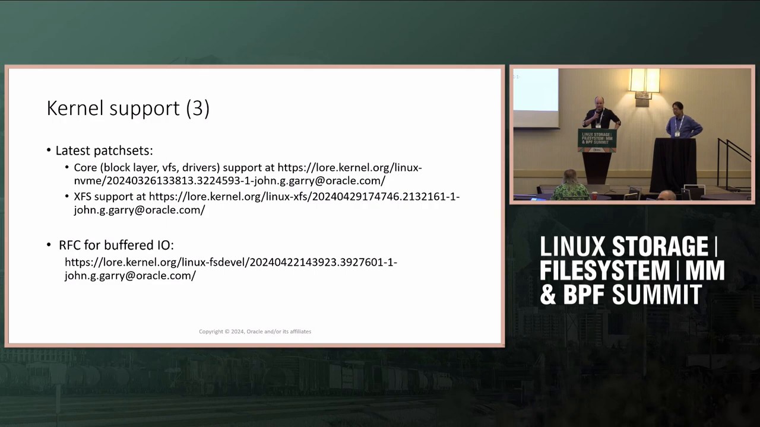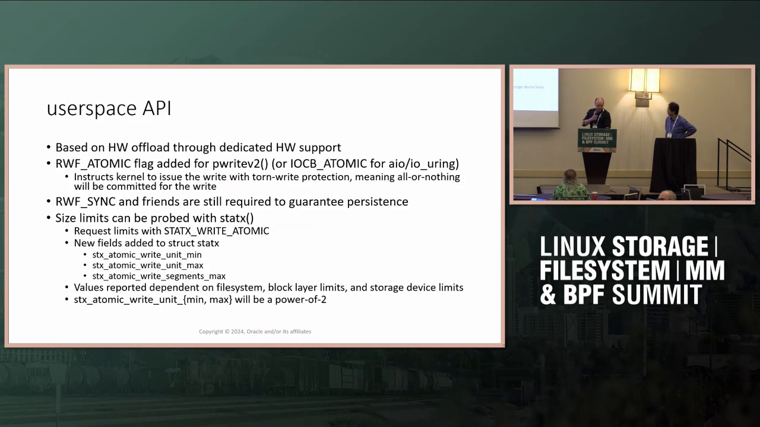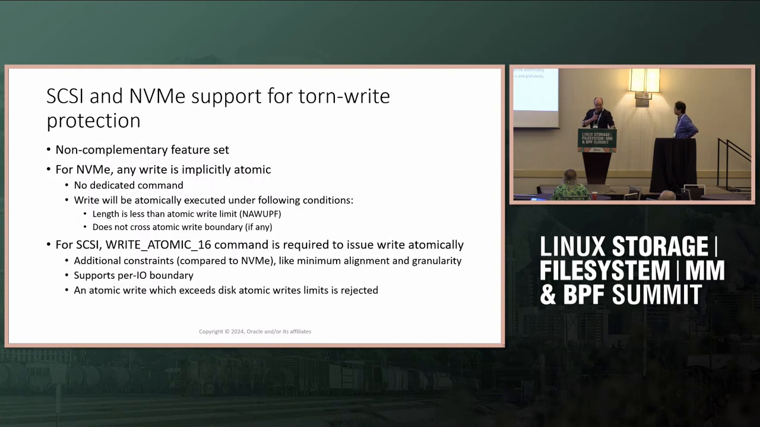Oh, okay. So I thought I understood from your slides, an atomic write which exceeds the disk atomic write limits is rejected. I assume that meant that a 128K write would be rejected. Okay. So for our user space API, we're saying you can do a 16K atomic write. User space submits a 16K write with this flag, and it goes down to the actual SCSI device and doesn't get split. It doesn't get torn at any boundary. What I'm saying is that SCSI does support a per IO splitting boundary, but we're just not using it because the user space API is such that we're only submitting one atomic write at a time.